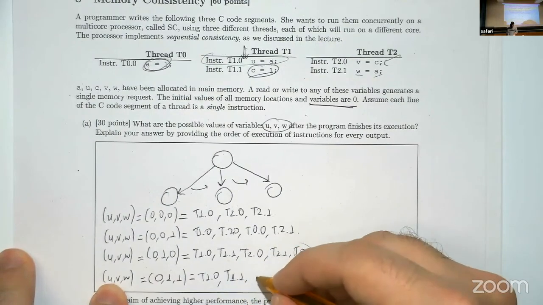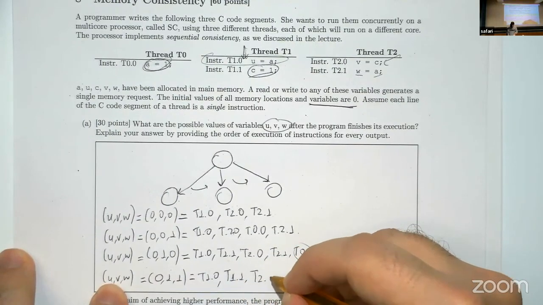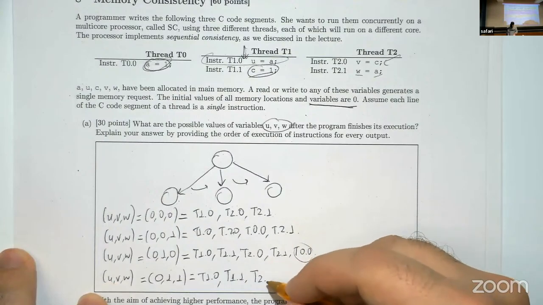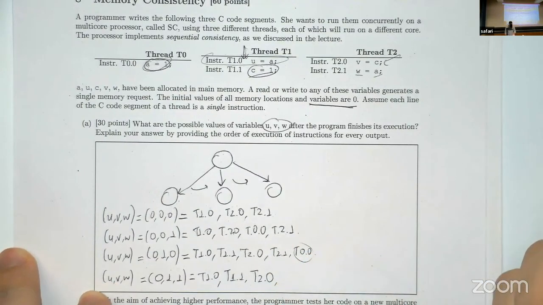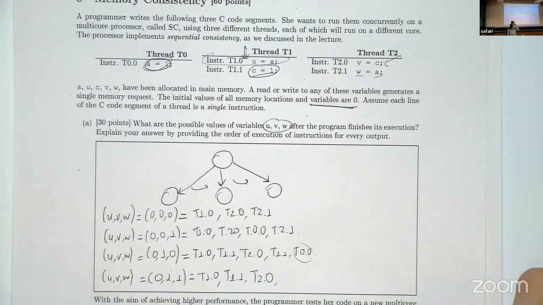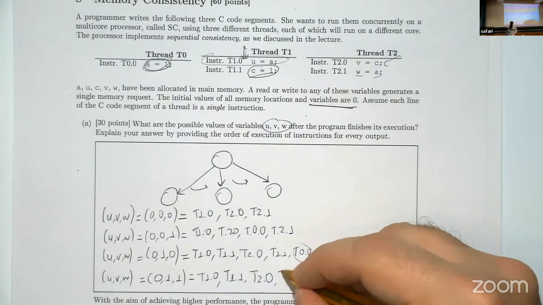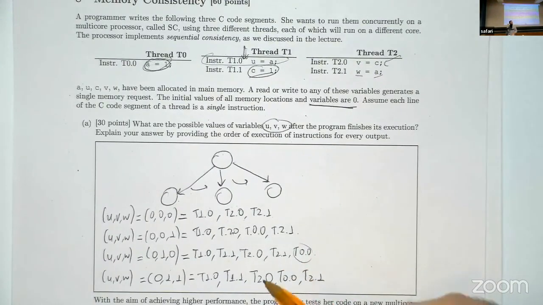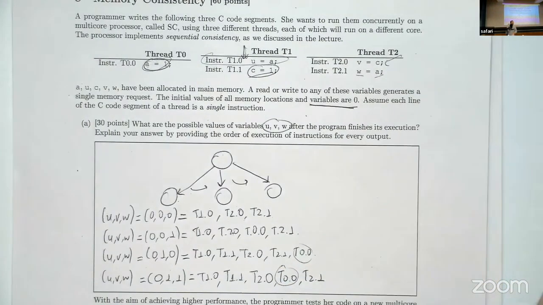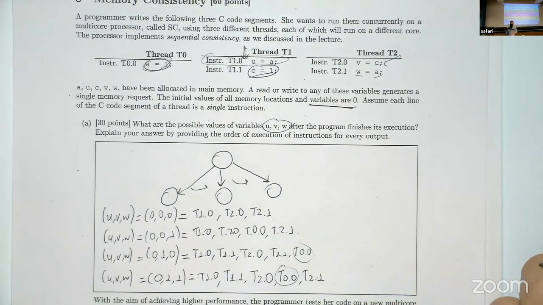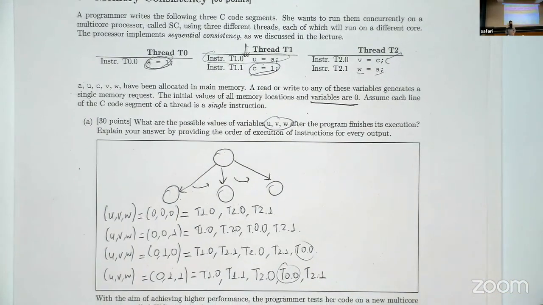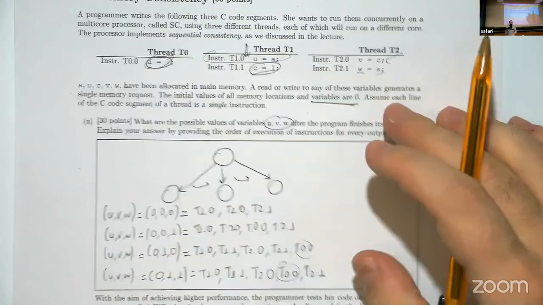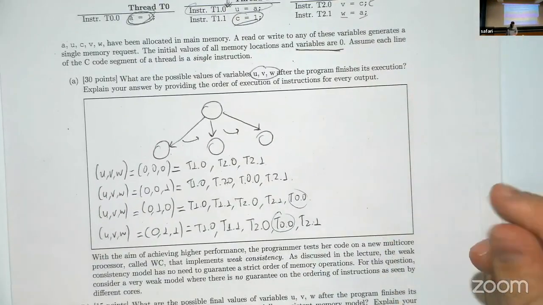And then T2,0. Okay. And then T0,0 and T2,1. So be careful here. You can do the T0,0 at any point in time. Just make sure it's before T2,1. That's the key thing. And after T1,0, so that the U is not set wrongly.